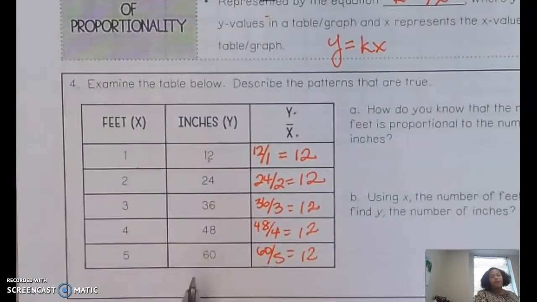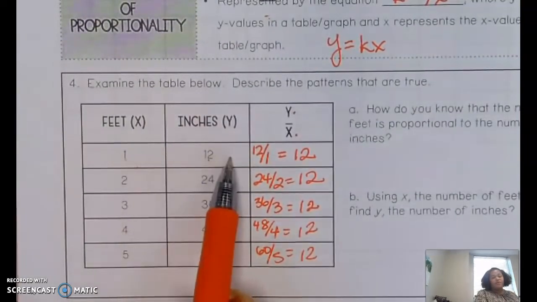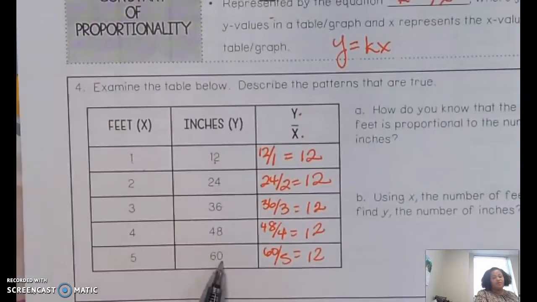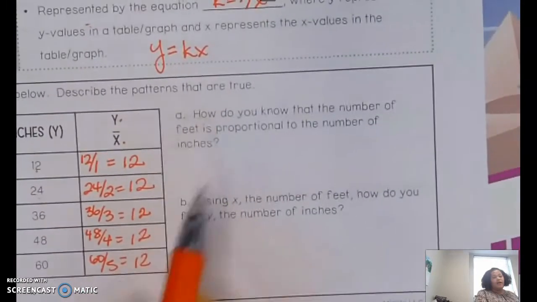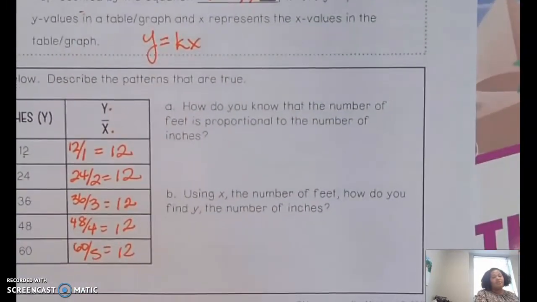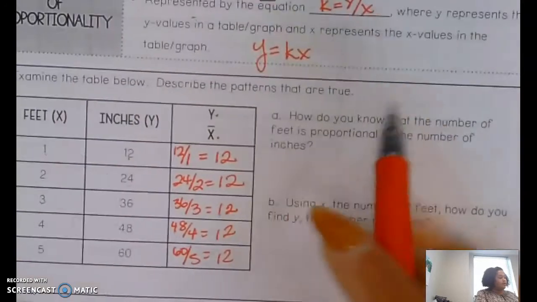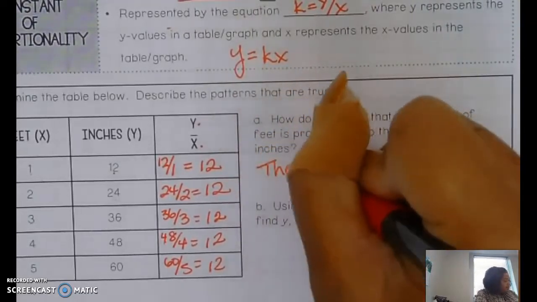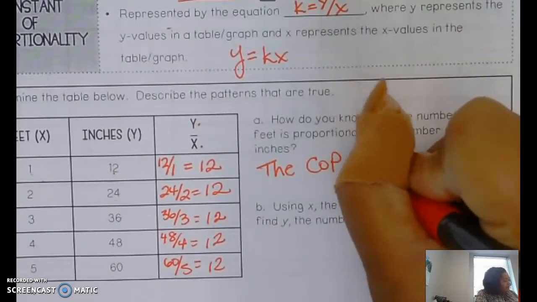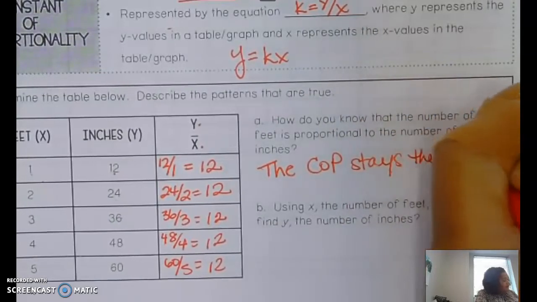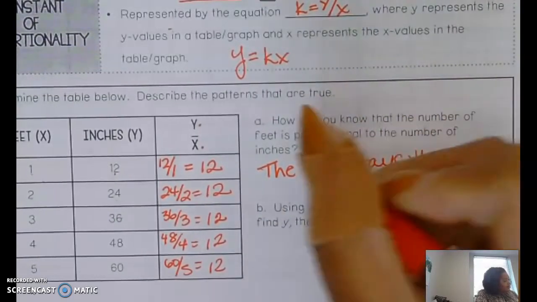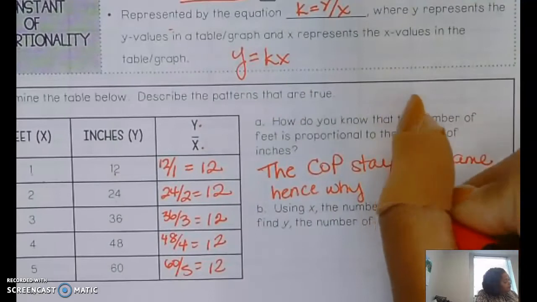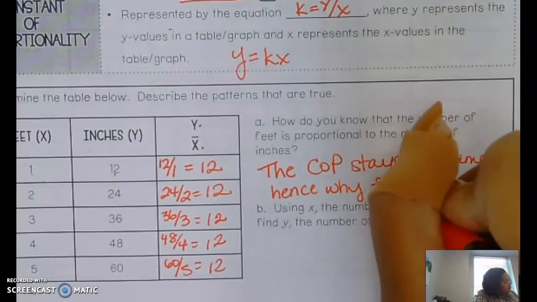Okay? For every foot, there are 12 inches. 2 feet, there are 24 inches. 3 feet, there are 36 inches, and so on. So, letter A, how do you know that the number of feet is proportional to the number of inches? Well, the constant of proportionality stays the same. It stays constant. Hence, feet and inches are proportional.